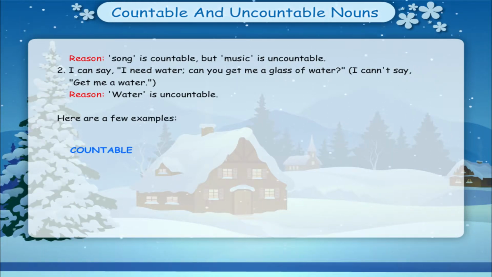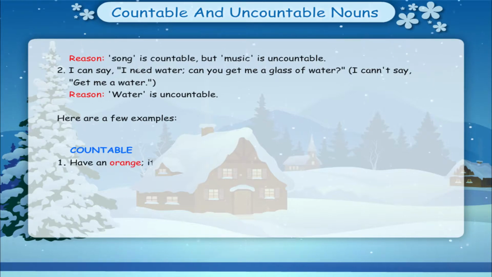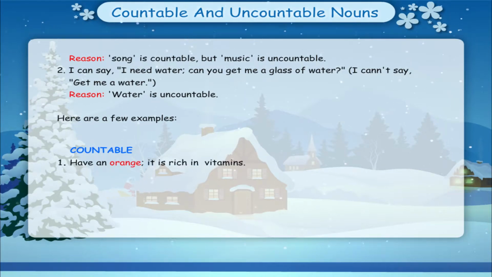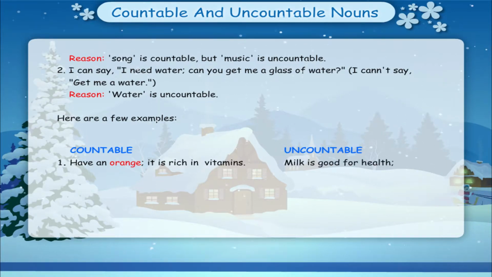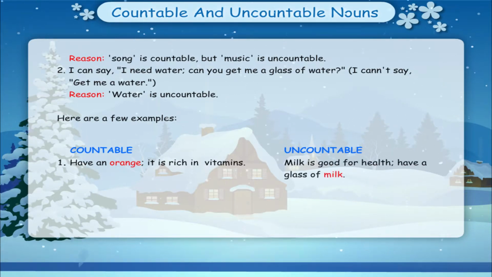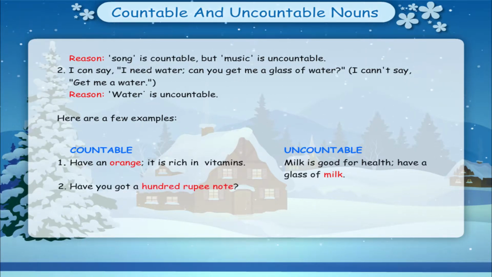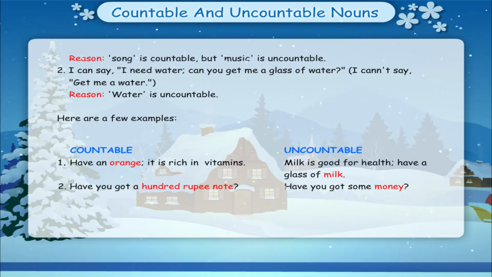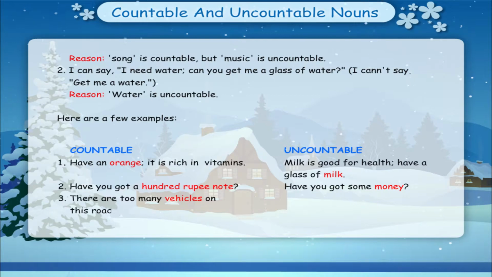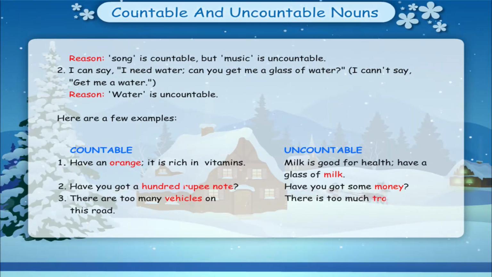Here are a few examples. Countable. Have an orange. It is rich in vitamins. Uncountable. Milk is good for health. Have a glass of milk. Countable. Have you got a 100-rupee note? Uncountable. Have you got some money? Countable. There are too many vehicles on this road. Uncountable. There is too much traffic.